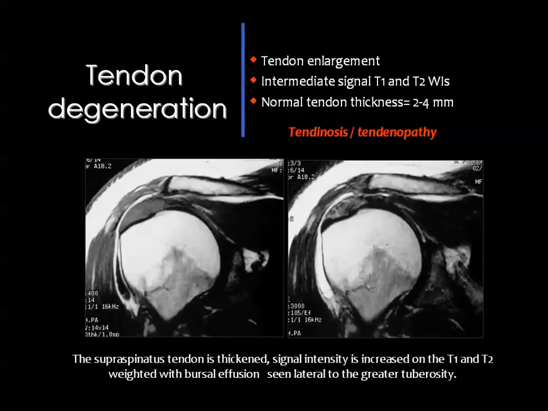Then starting abnormalities, whenever you can detect an intermediate signal in the T1 and also intermediate signal in the T2 weighted images, this means that the tendon is degenerated, and we call this tendon degeneration or tendinopathy or tendinosis. And many times in this category you can see that the supraspinatus tendon is considerably swollen, as you can see here, and this is the normal thickness of the tendon, which ranges from 2 to 4 millimeters, but here you can appreciate the considerable thickening of the tendon.